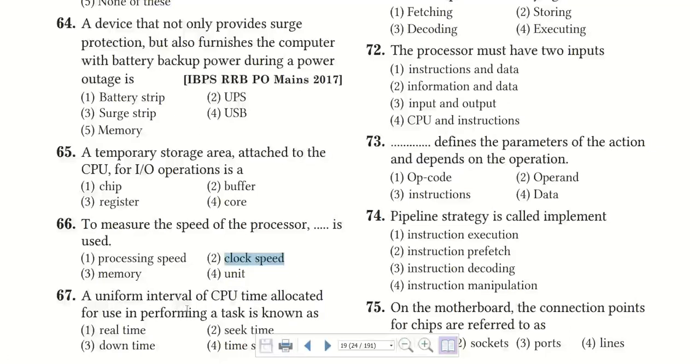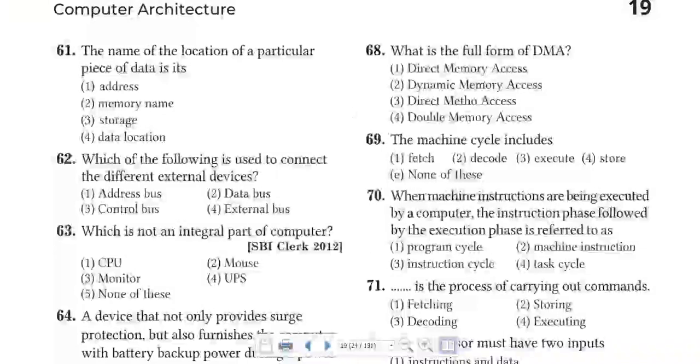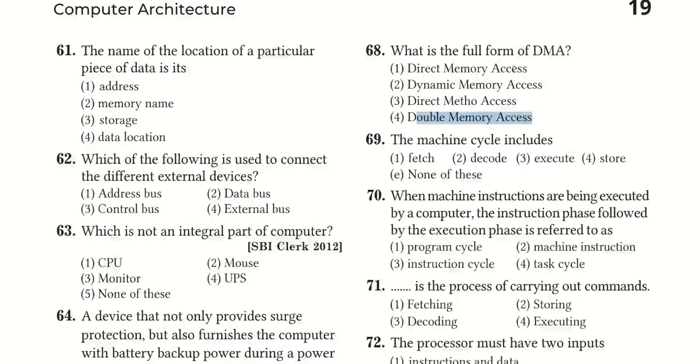A uniform interval of CPU time allocated for use in performing a task is known as time slice. What is the full form of DMA? It means double memory access. DMA full form is double memory access.